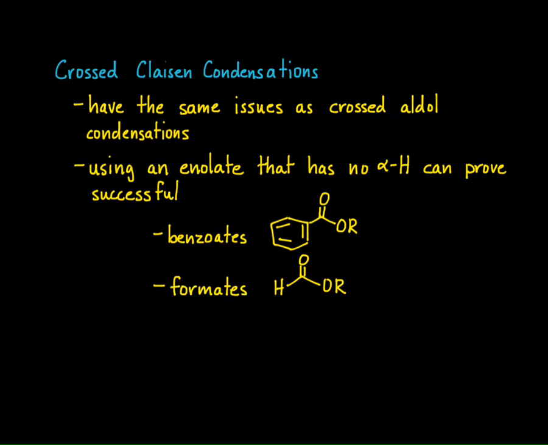Also, we could use formates where you have an ester on one side and a hydrogen on the other side. So we can't form an enolate with formates as well. And the last one that you'll often see are carbonates. So alkyl carbonates, where you have a diester attached to the carbonyl. So we'll take a look at an example of each one of these, right?